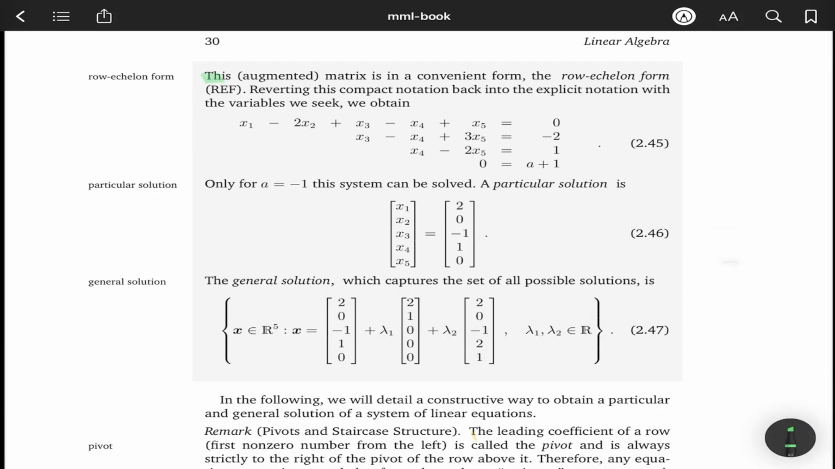This augmented matrix is a convenient form for row echelon form. Reverting the compact notation back into the explicit notation with the variables, we obtain this system of equations. Okay, and the next part, which is quite interesting, is that only for a equals minus 1, this system can be solved. Okay, so why is that?